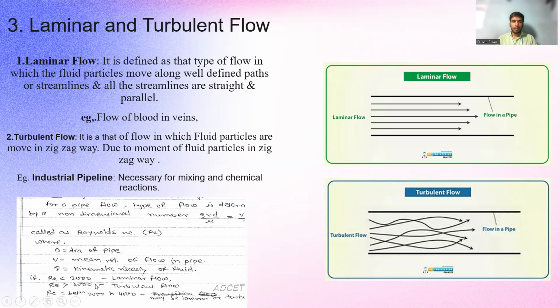After calculation, if the Reynolds number comes less than 2000, then that flow is called laminar flow. If the Reynolds number comes above 4000, then that will be turbulent flow. And if the Reynolds number comes between 2000 and 4000, then we can call that transition flow. So this is about laminar and turbulent flow.